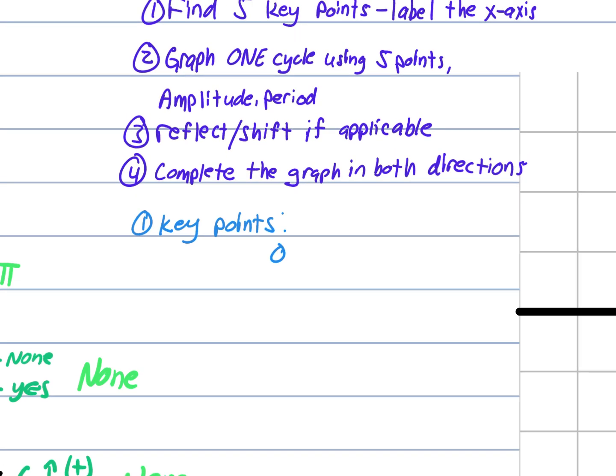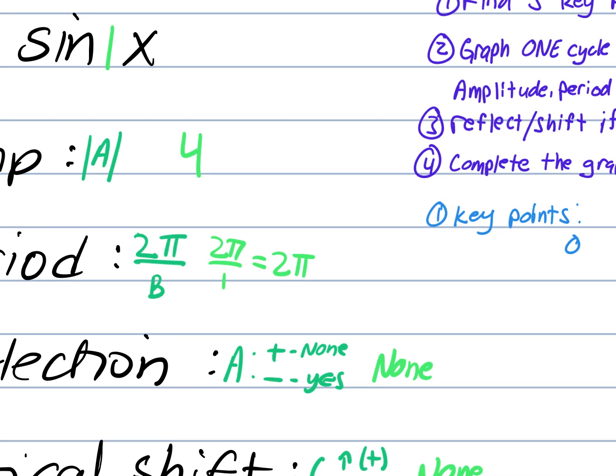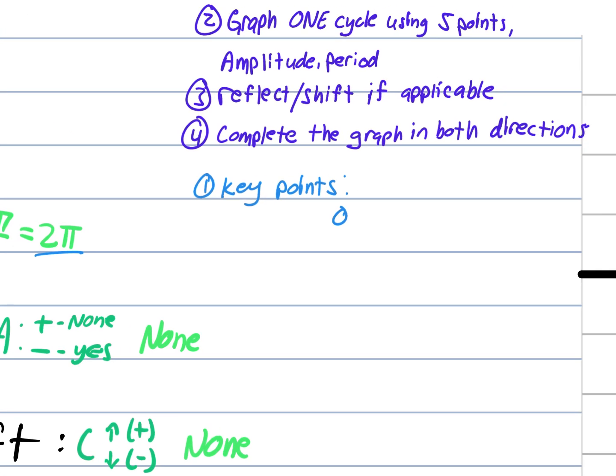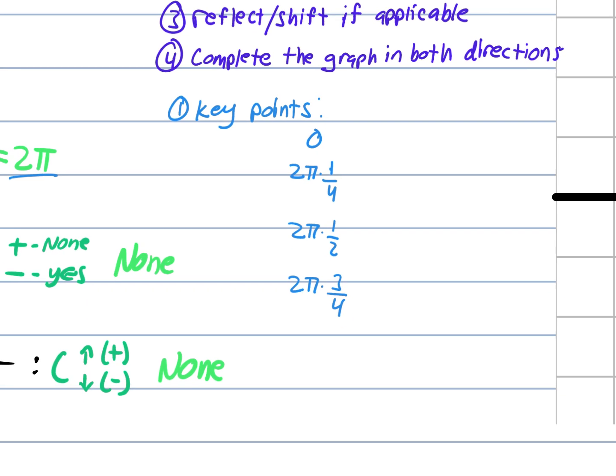The next 3 are going to be at quarterly intervals of your period. Now the period in this case we had said is 2 pi. So I'm going to use quarterly intervals of 2 pi, meaning I'm going to start with 2 pi times a quarter, 2 pi times 2 quarters, which is a half, and 2 pi times 3 quarters. All right. And that's 4 points. The last point is going to be the period itself, 2 pi. So all the way from 0 to 2 pi, that covers one full cycle.